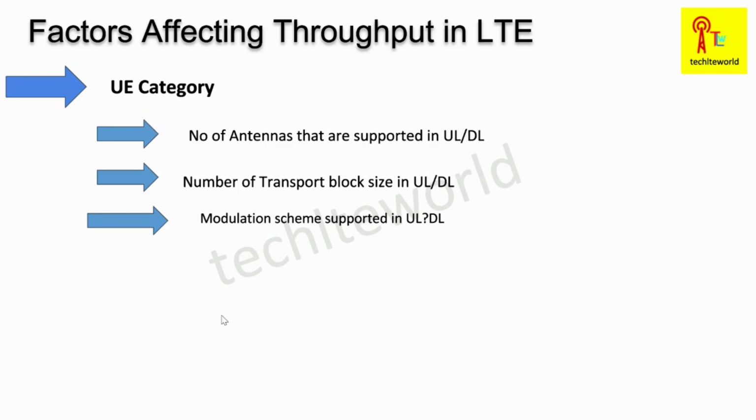Then we come to the UE category. As I told, the UE category is the information about the different capabilities that a particular UE can support. This UE category can affect 3 factors: one is the number of antennas supported in UL and DL, then the transport block size in UL and DL, and finally the modulation scheme supported in UL and DL. These are the 3 important factors which a UE category can affect, which we need to know.